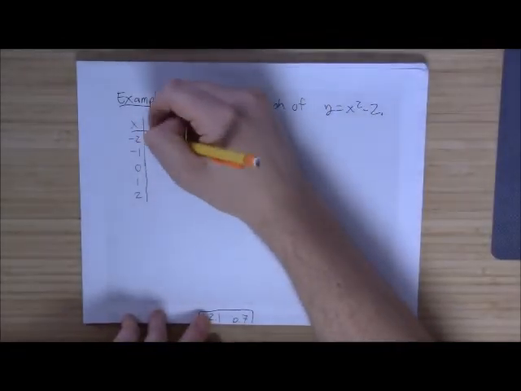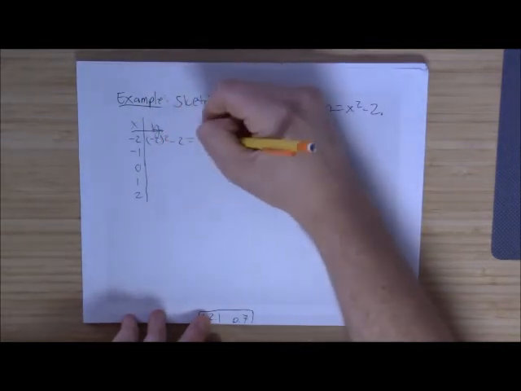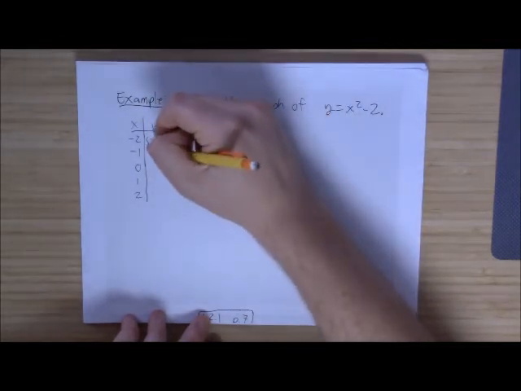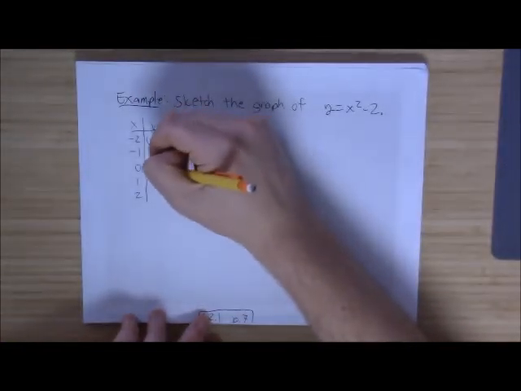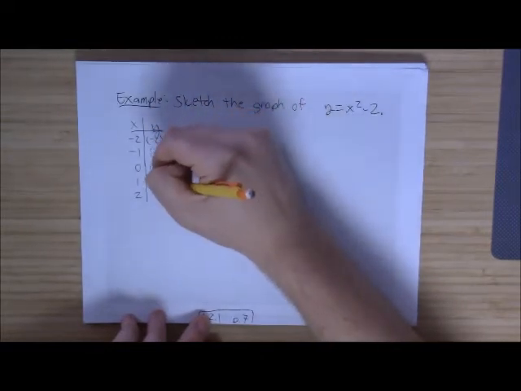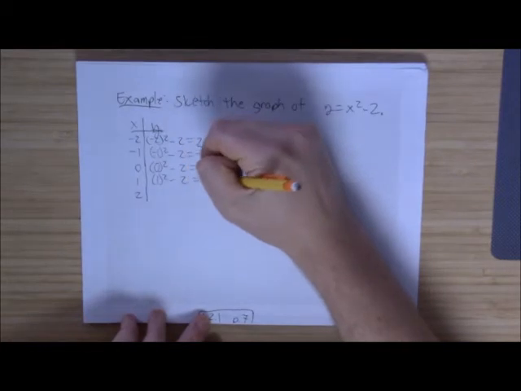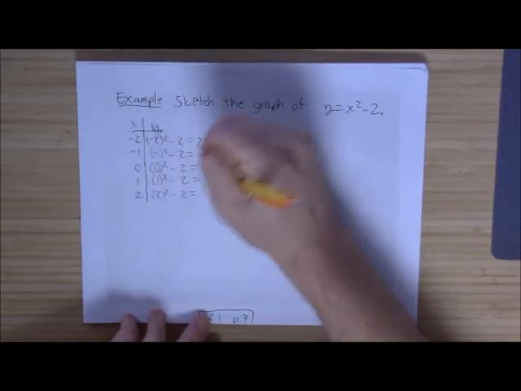So what happens? We get -2 squared minus 2. That's 4 minus 2, which is 2. -1 squared minus 2. 1 minus 2 is -1. Then we have 0 squared minus 2, which is -2. 1 squared minus 2 is -1 again. And 2 squared minus 2 is again 2.